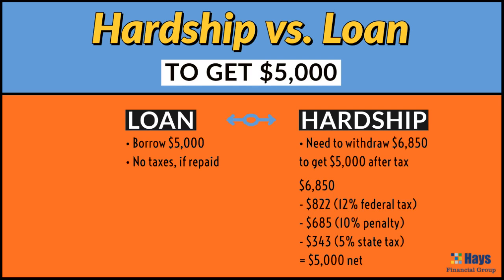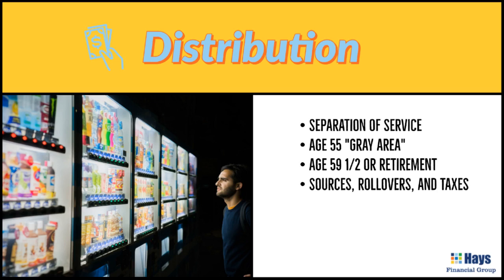And so the hardship can be much costlier because taking out $6,850 from your retirement permanently is going to impact your retirement savings a lot more than a $5,000 temporary loan. Our third option for accessing retirement money is the distribution. This again is when you would have this option available after you've separated from service or reached retirement age.